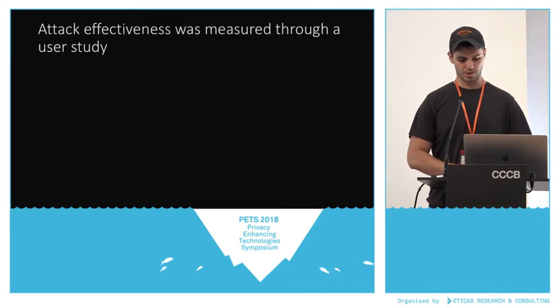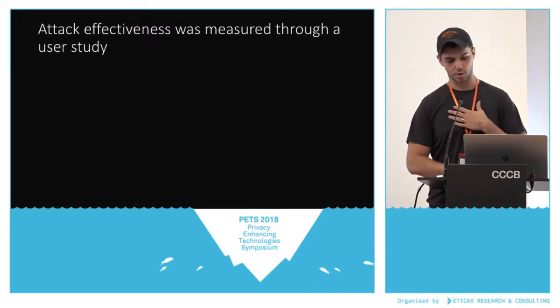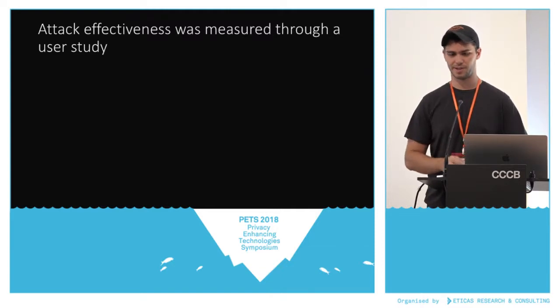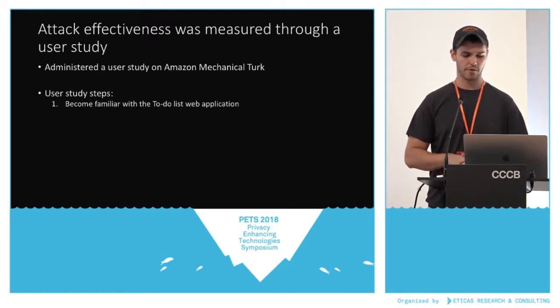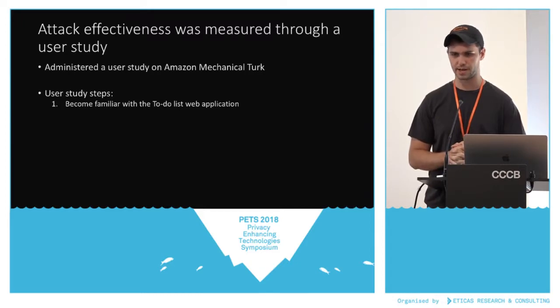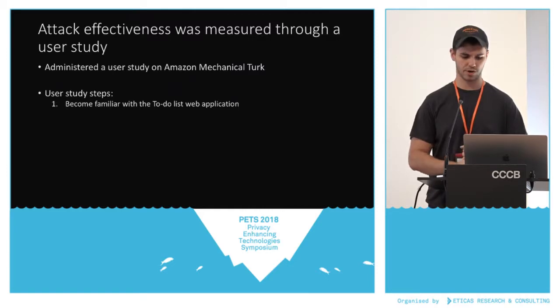So we're doing pretty well so far, or at least I think so, but that's not actually convincing necessarily. So we put a user study on Mechanical Turk, and basically the steps were, first we would have the Turker become familiar with this to-do list web application which I created. It was more or less just the standard Meteor to-do application, so I didn't have to write much code. But users aren't familiar with this.